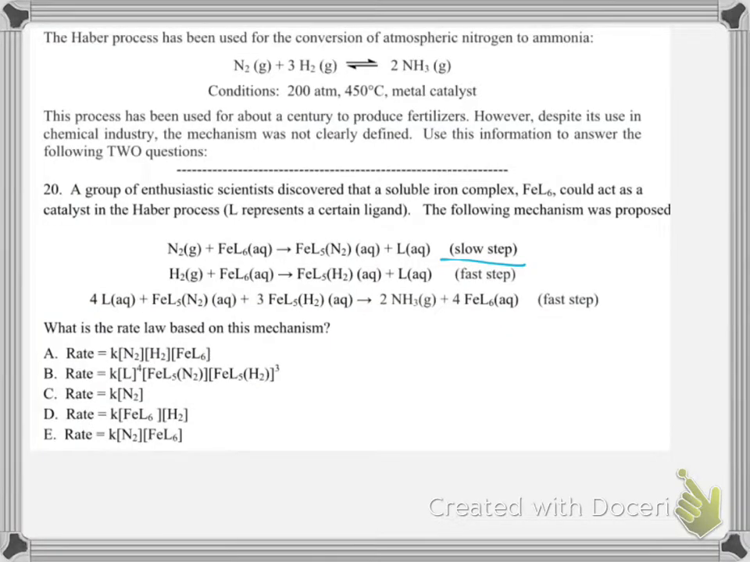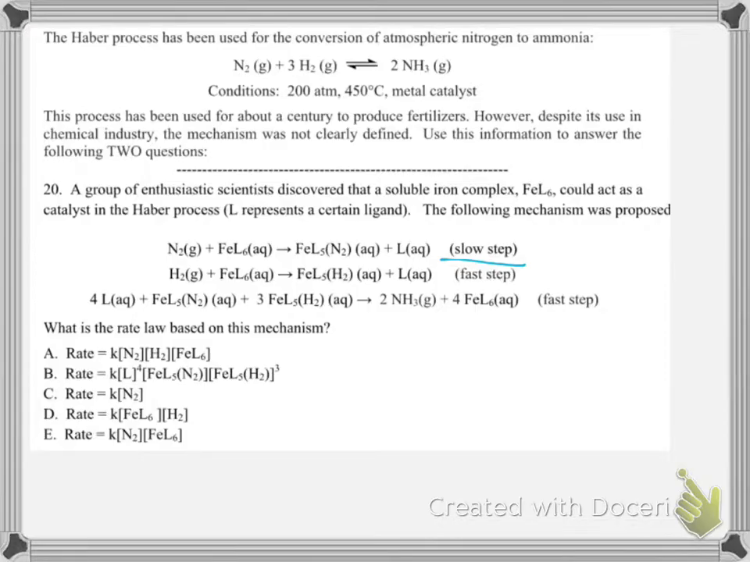Oh, the Haber process. We're going to use this for the next 2 problems. If you know me well, then you know that I'm not a fan of the Haber process, just because we use it in a lot of examples. It's cool, fertilizer.